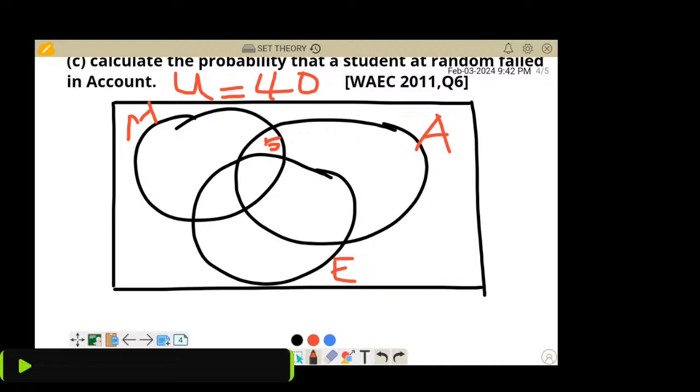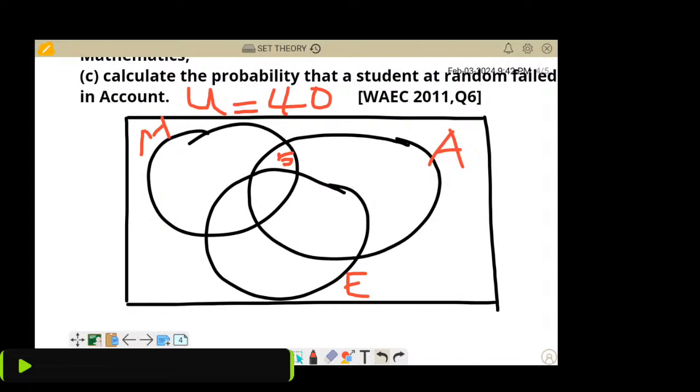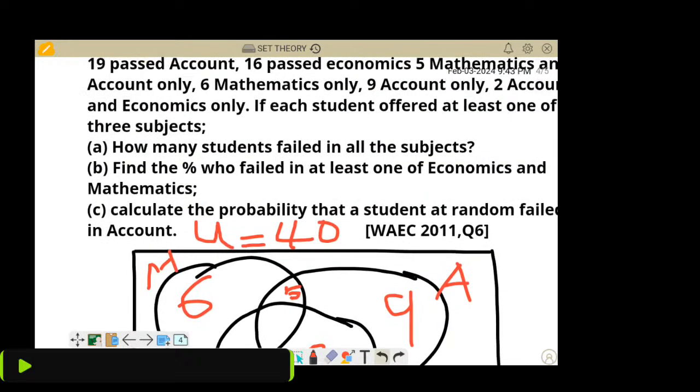And according to the question again, we have 2 students that pass economics and account only. So this is the region for economics and account only. So we have 2 students here, and we have 6 students that pass mathematics only according to the question, and we also have 9 students that pass only account.